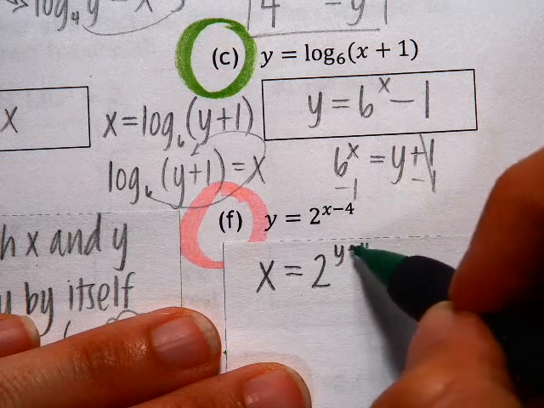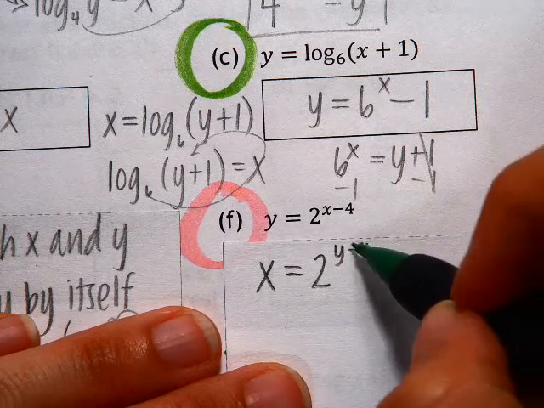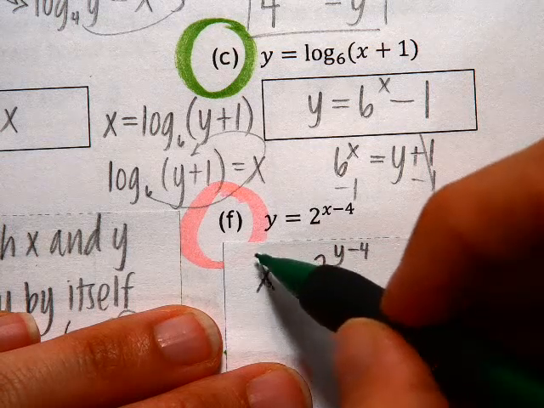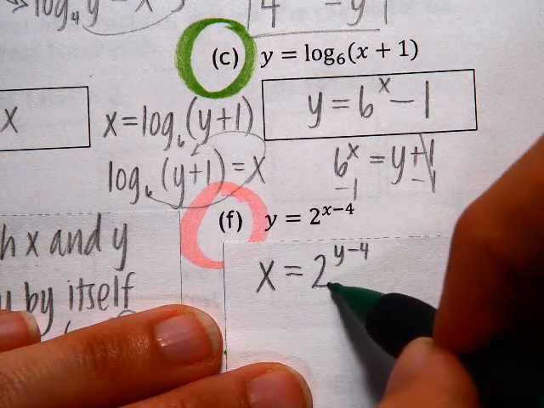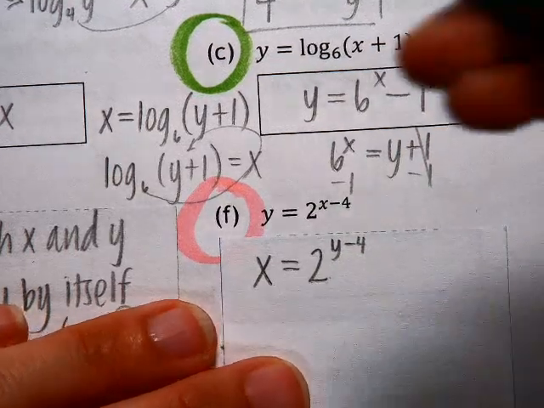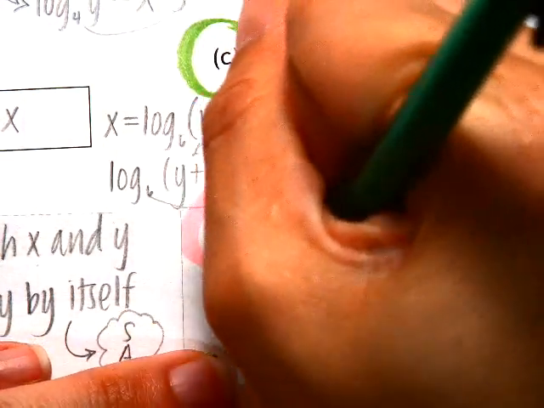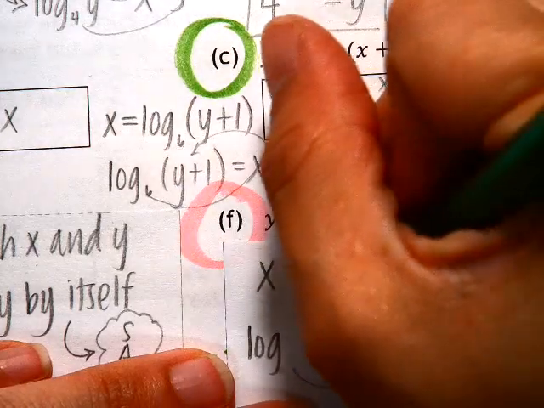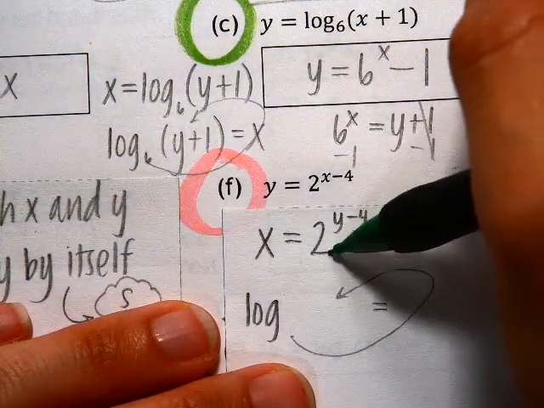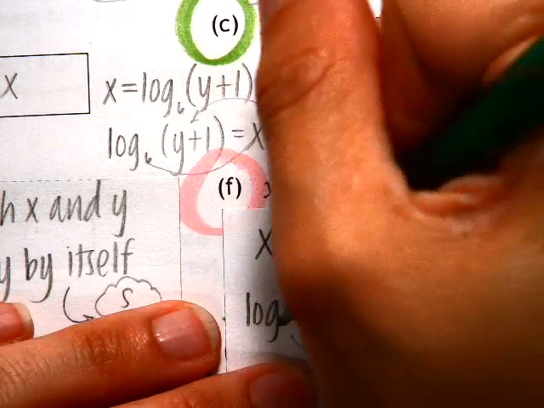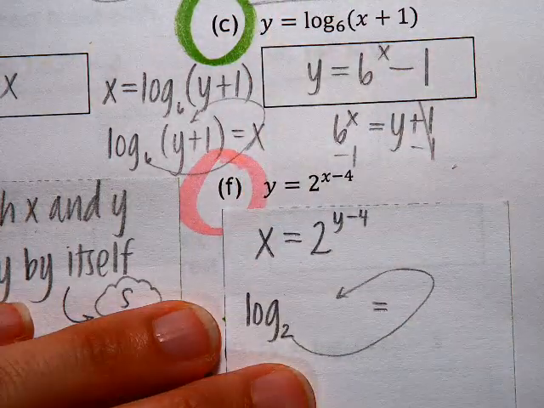Can't get rid of the minus 4 yet because it's currently stuck in the power spot, and I don't have any powers on the other side to work with. So let's get rid of the 2 first. It's an exponential, so I know I'm going to need a log to get rid of it. I'll write my log, I'll write my little loopy arrow, and I'll fill in the pieces. Since the exponential was a base 2, I know we'll have a log base 2, always compatible.